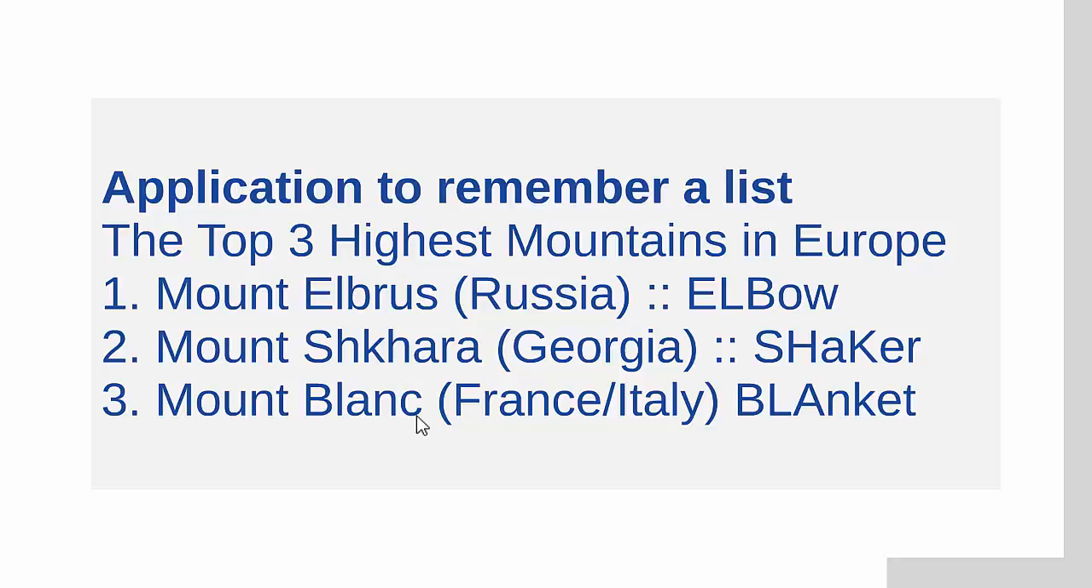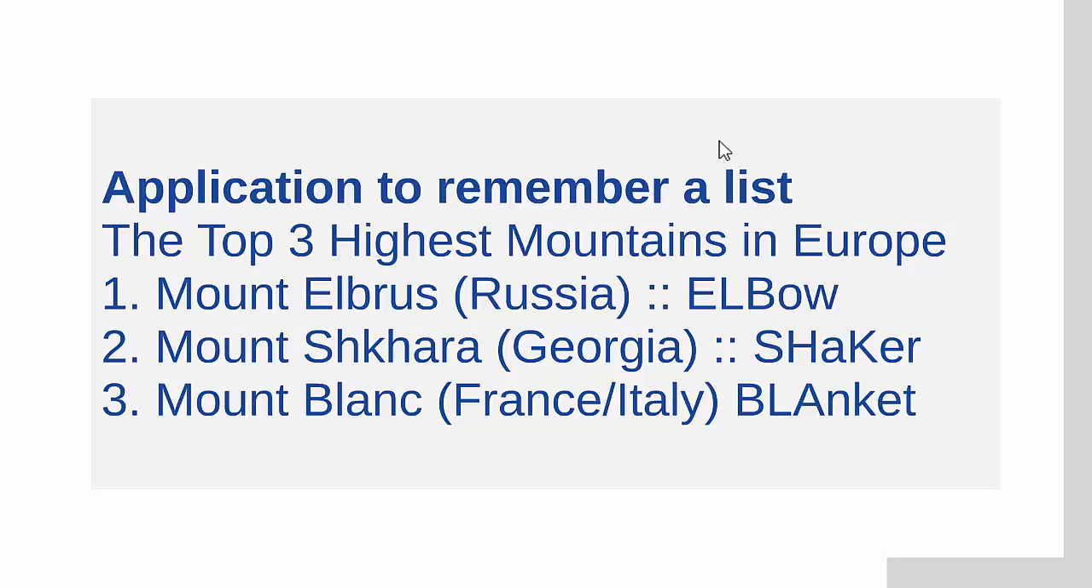The first 3 body pegs that we have in the head group, and that I just showed you at the start of the video, are forehead, eyes, and nose. In order to use these 3 body pegs to remember the highest mountains, we need to first create something called an indirect reference for the names of the mountains. In the case of Elbrus, I can use the first 3 letters from Elbrus and make the word elbow out of it. For Saqqara, the indirect reference will be shaker, and for Mount Blanc, it will be blanket.